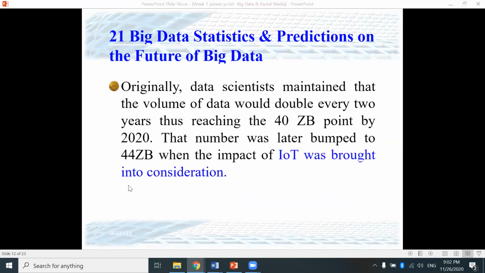Data scientists originally maintained that the volume of data would double every 2 years, reaching 40 zettabytes. The number was later changed to 44 zettabytes when the impact of Internet of Things devices was taken into consideration. The Internet of Things is all these physical devices around the world that are connected to the internet. All these devices gather data, and that data has to be stored somewhere.